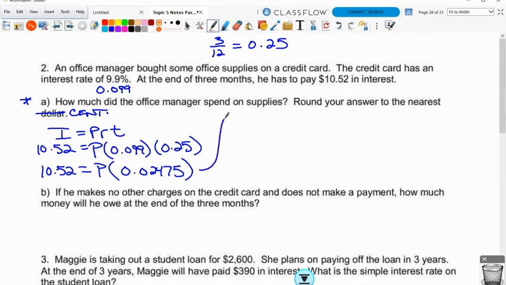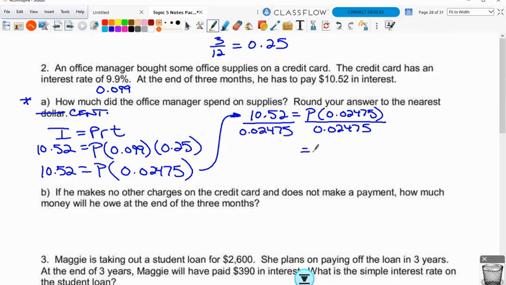Okay? What we need to do now is get the value of P all by itself. Now, I'm just going to rewrite this up here where I've got a little more space. 10 and 52 hundredths equals P times 0.02475. Okay? P's on the right-hand side, and it's being multiplied by that decimal. So we're going to have to divide both sides by that decimal. Divide by 0.02475, and you need to make sure that you do it on both sides. On the right-hand side, that's going to leave you with P, the principal.